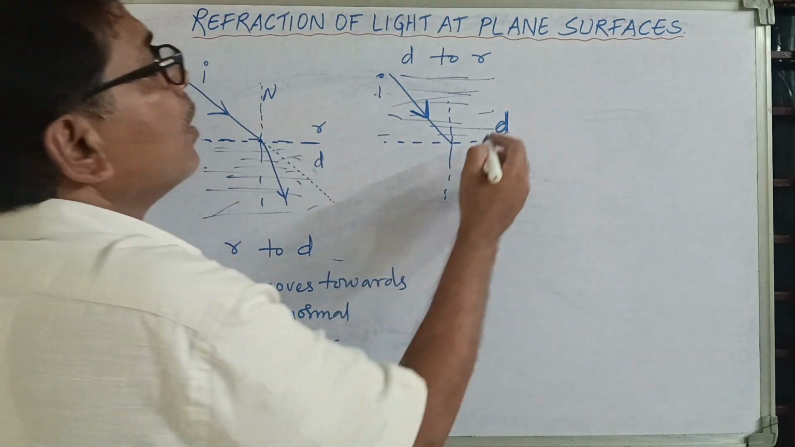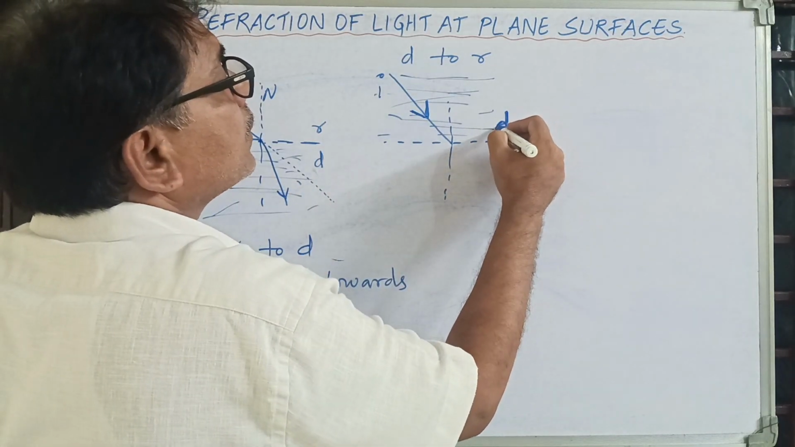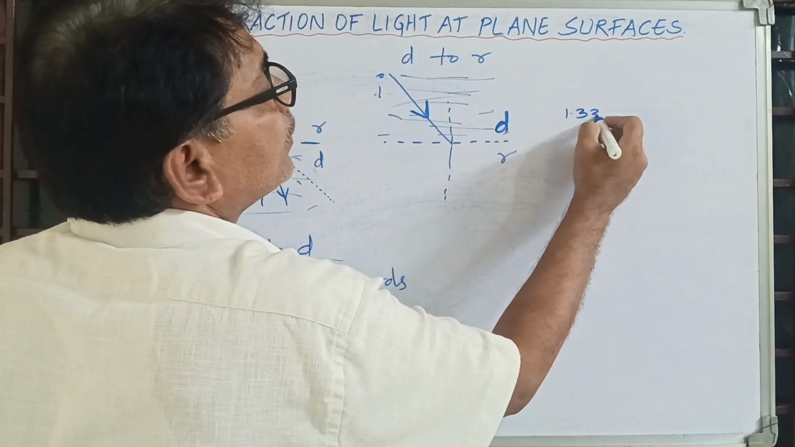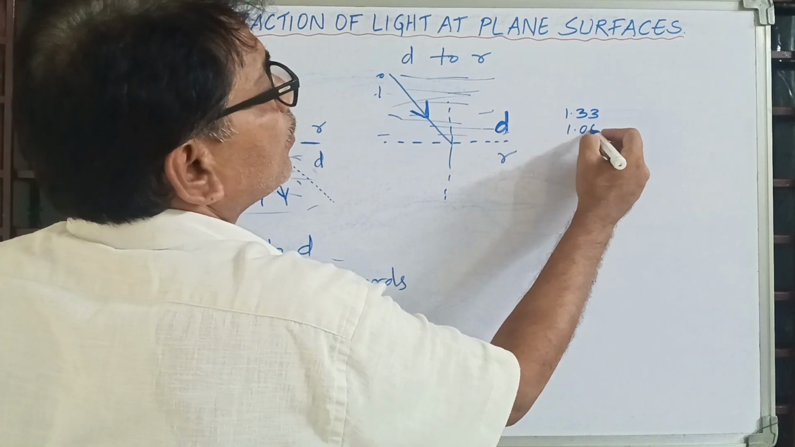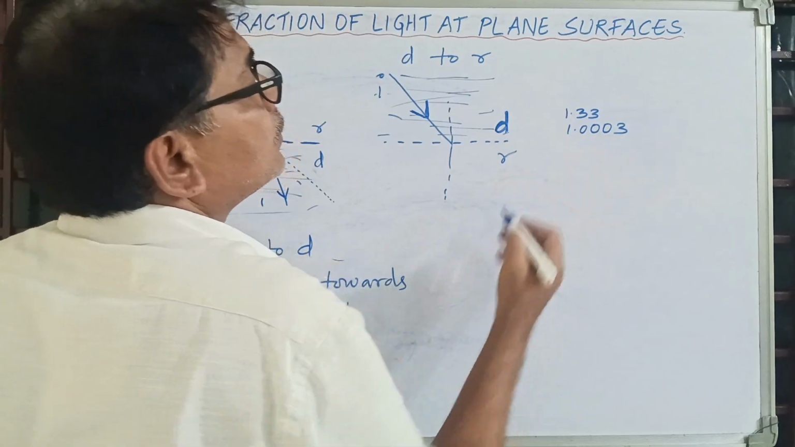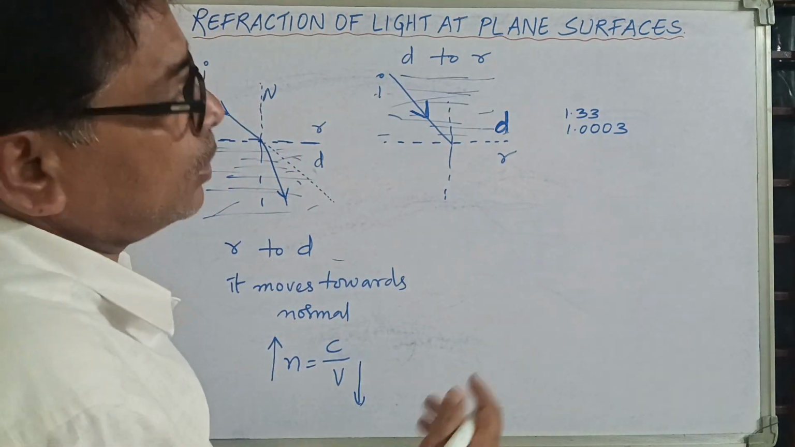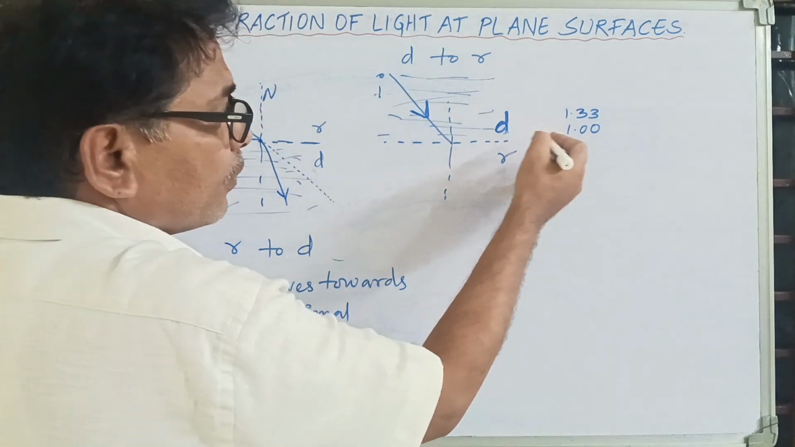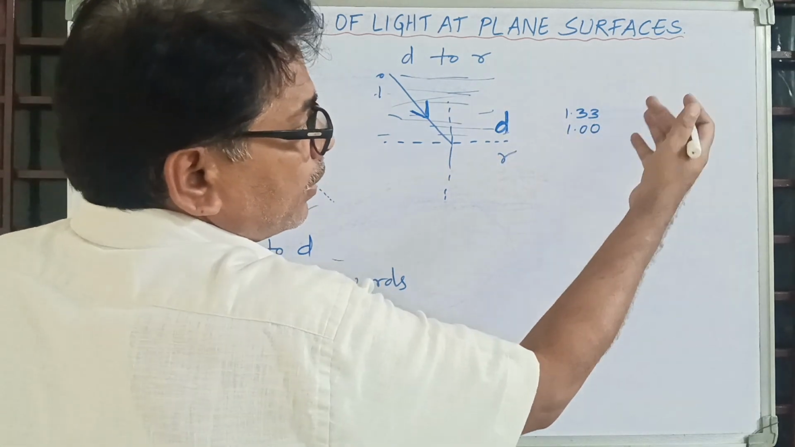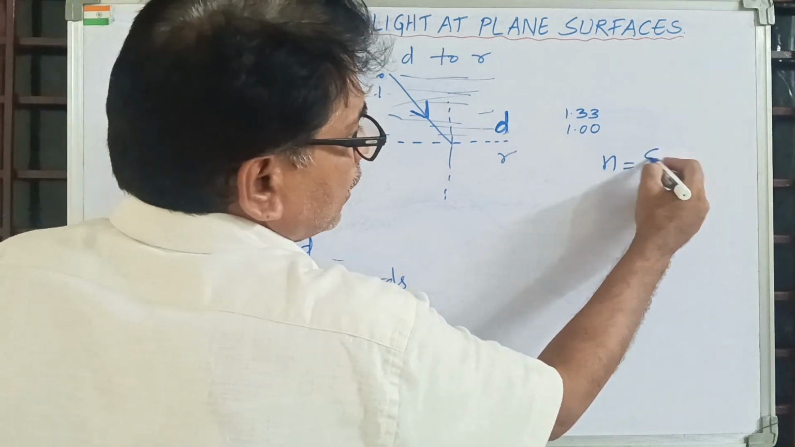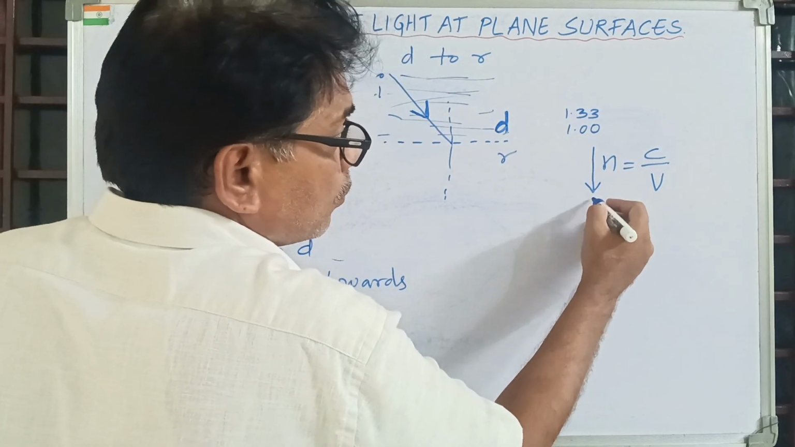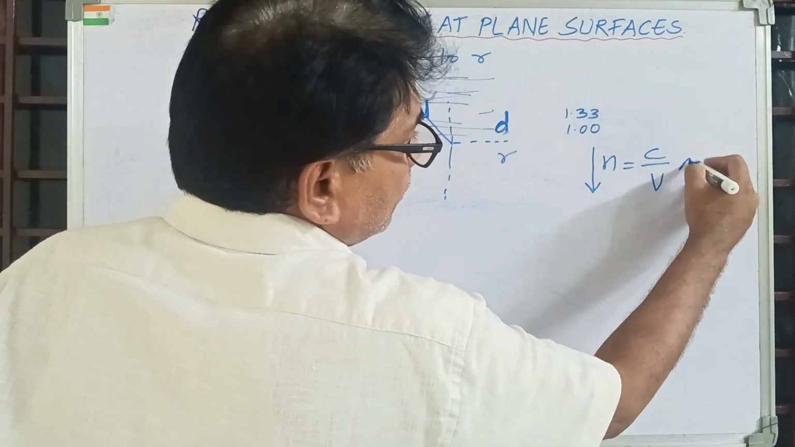Come to this point. Already it is coming from denser to rarer. So the refractive index of water will be 1.33. Then it is again coming out into air, 1.0003, but still we consider it as simply 1. So it is moving from higher refractive index to lower refractive index. Final one is lower refractive index. Then its velocity will be more.